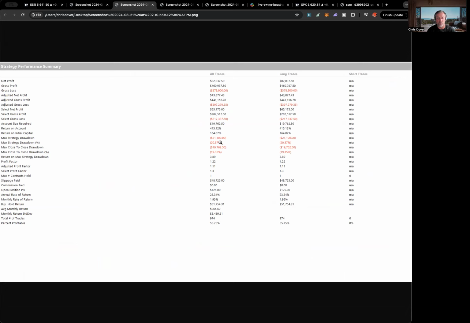So again, using one S&P futures contract with a $50,000 account, it's at a 20% drawdown. If you had a $100,000 account, that'd be a 10% drawdown. If you had a $10,000 account, probably blow up. Profit factor 1.22, which again, this is unfiltered with the regimes. This is just using micro regime.